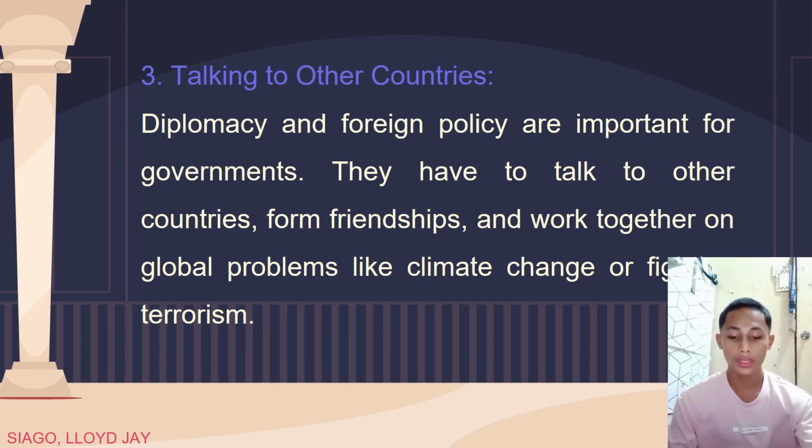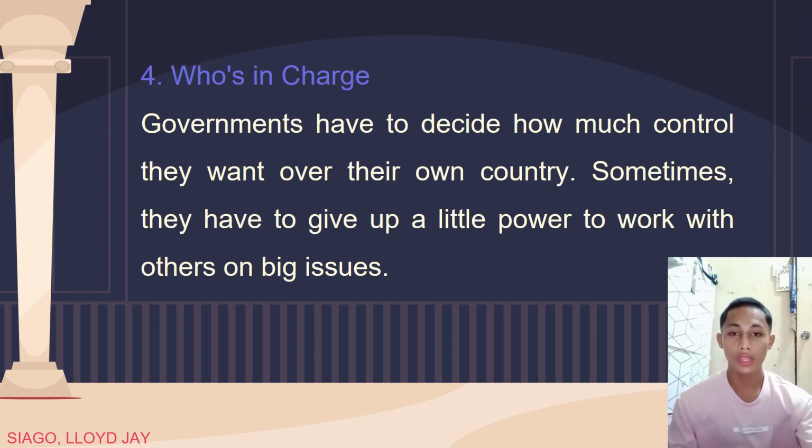Third is talking to other countries. Diplomacy and foreign policy are important for governments. They have to talk to other countries to form friendships and work together on global problems like climate change or fighting terrorism. Fourth is who's in charge. Governments have to decide how much control they want to keep in their own country. Sometimes they have to give up a little power to work with other big players.